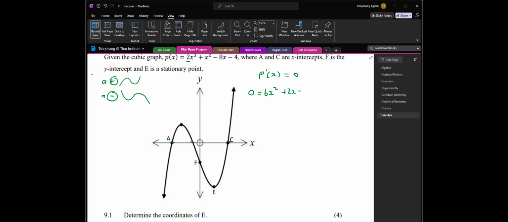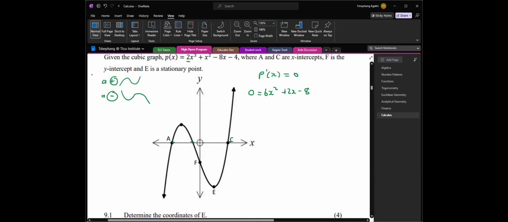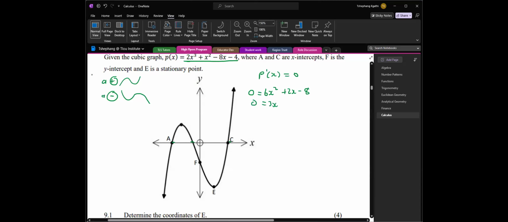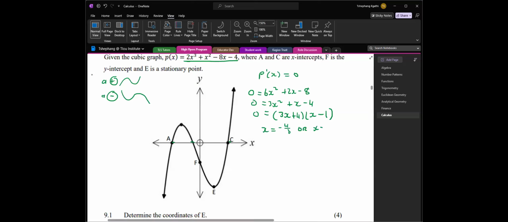Okay. Then lastly, here we're going to have that derivative. Now we just need to solve for x. So I have 0 is equal to 3x squared plus x minus 4. I'm going to try and factorize that. So I should have 3x plus 4 and x minus 1. Yes, that should work. Then x is equal to negative 4 over 3, or x equals positive 1.